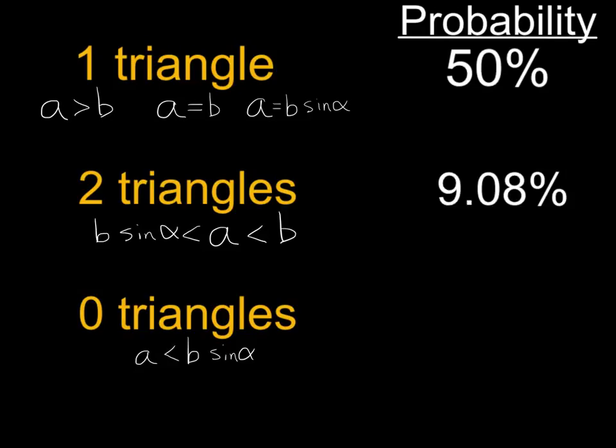9.08% of the time, it's the ambiguous case where you can build 2 different triangles. So you randomly generated an A, B, and an alpha, and you can actually use those to build 2 different triangles. 40.92% of the time, you can't make any triangle at all. So like your A side is just too short, and it's not going to be able to do anything, so you don't get any triangles. And these numbers were calculated theoretically, but also confirmed by simulations. 50%, 9.08%, and then 40.92%.